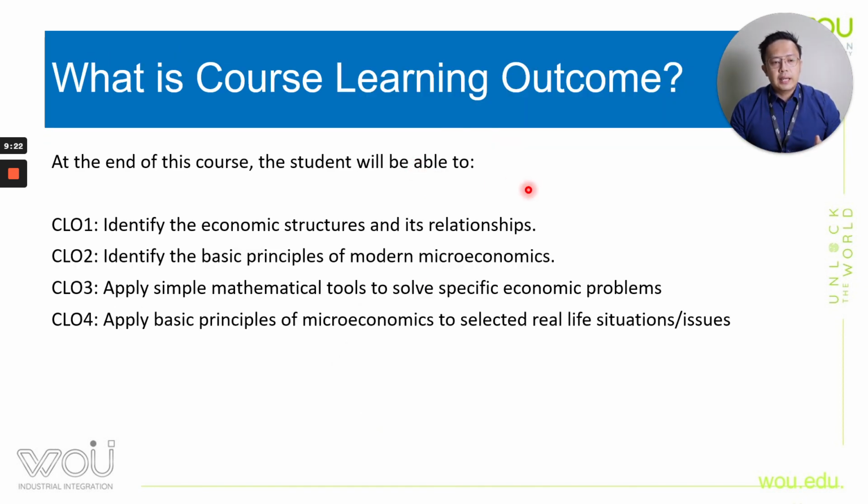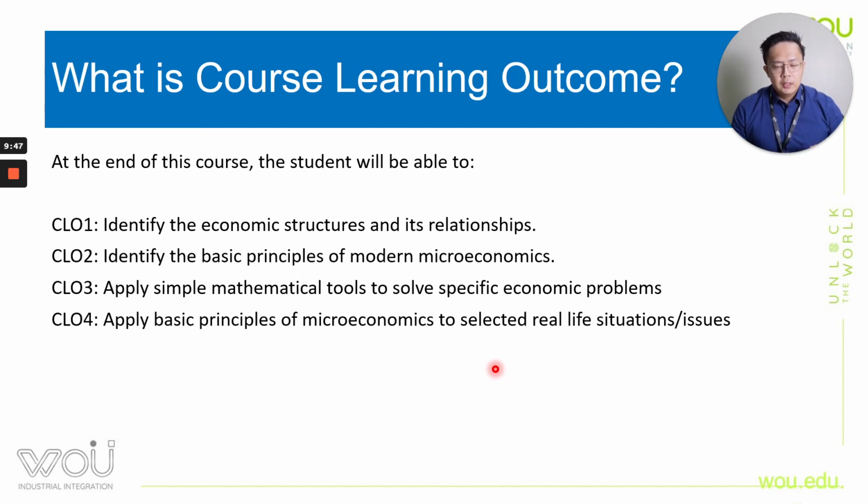So this is an example of a course learning outcome. In this course, there are 4 learning outcomes that the students should be able to demonstrate at the end of the course: identify the economic structures, identify the basic principles, apply mathematical tools, and apply basic principles of microeconomics. So obviously, this is a course learning outcome for the microeconomics subject.